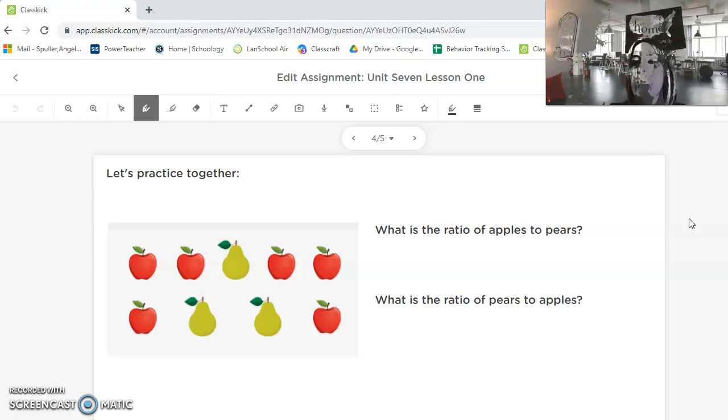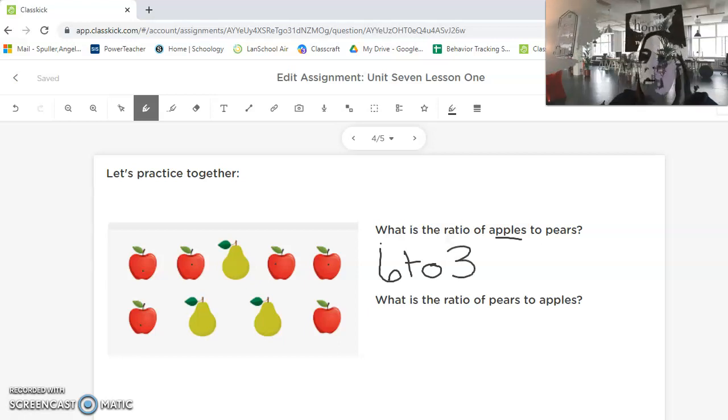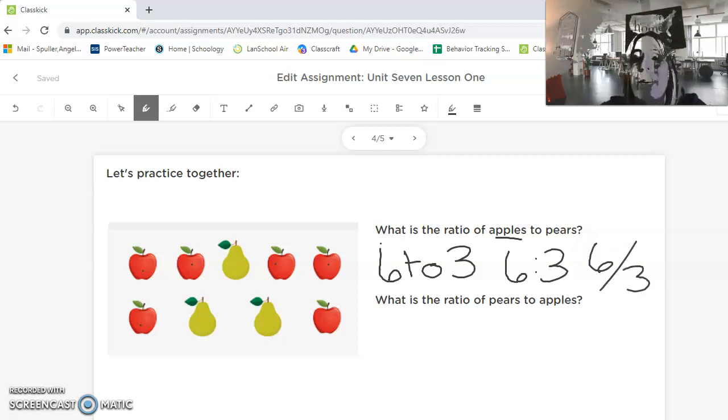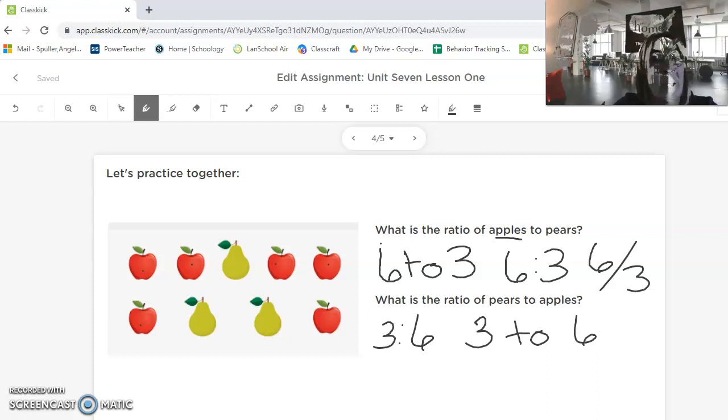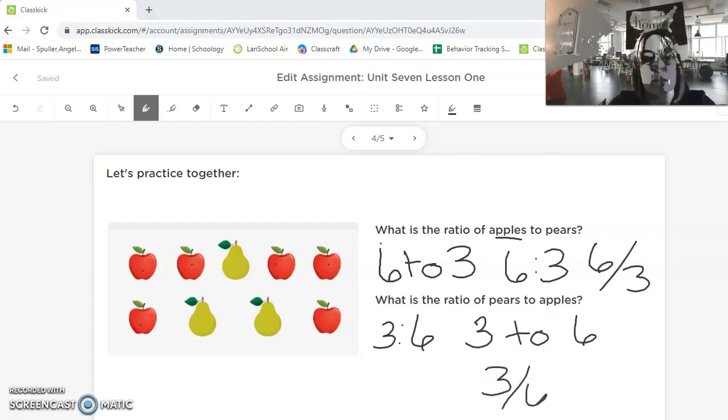All right, so let's practice this together. What is the ratio of apples to pears? Well, again, it asks for apples first. So I'm going to say 1, 2, 3, 4, 5, 6. Let's say 6, 2, and then it says pears, 1, 2, 3. Remember another way we can go is 6, use the 2 dots, 3, or 6 over 3. Now it says, what's the ratio of pears to apples? So 3 pears to 6 apples. We could say 3 to 6, or we could say 3 over 6.